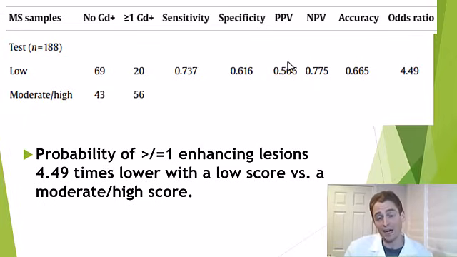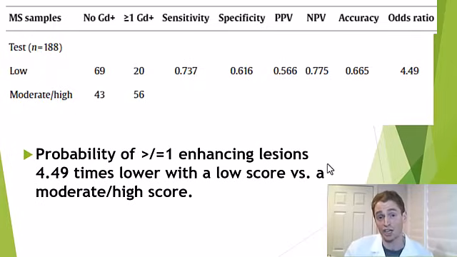If you look at the positive predictive value, if you're in the moderate to high score category, you have a 56.6% probability of having at least one active lesion, whereas the negative predictive value was 0.775, meaning if you have a low score, you have a 77.5% chance of not having any active lesions. Said in a different way, the probability of having at least one active lesion is 4.49 times higher if you have a moderate or high score versus a low score.